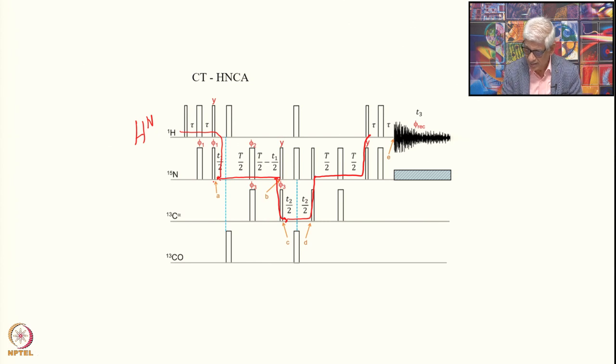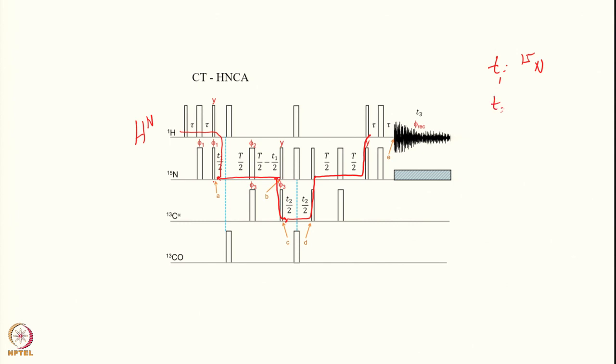And therefore what is in the T1 period? In the T1 period I have the nitrogen chemical shift, in the T2 period I have the C13, C alpha chemical shift, and during the T3 period I have the amide proton chemical shift. Because what I am going to detect here is coming from the nitrogen. From the N15 it is coming to the proton, and where does it come? It comes to the proton which is attached to it only. Therefore it is on the amide proton, and the amide proton is refocused here, it is antiphase, it comes to in phase, and then you detect this during the T3 period.